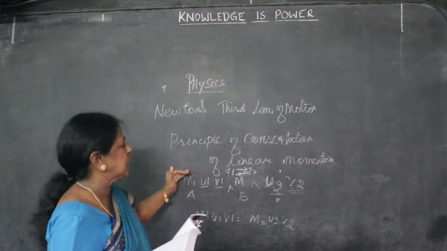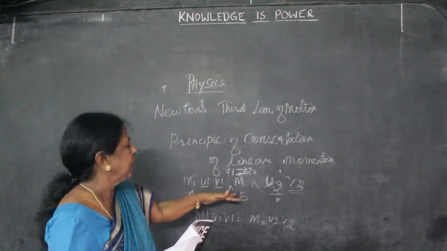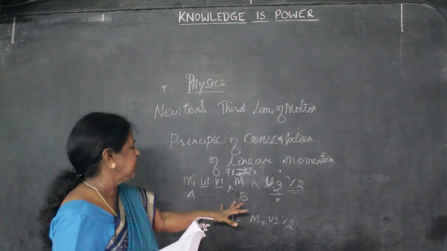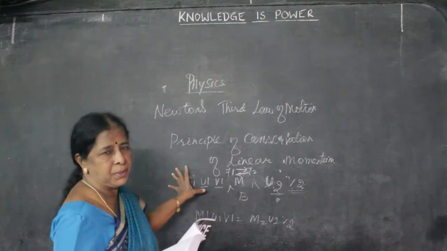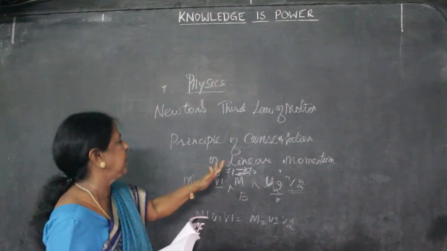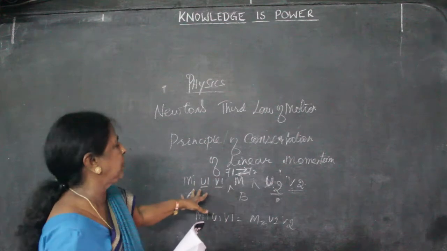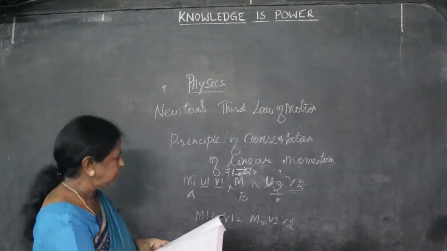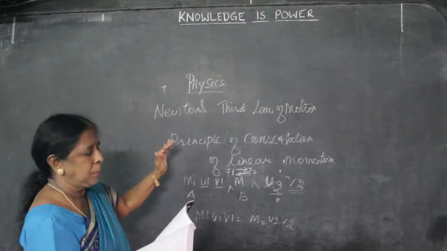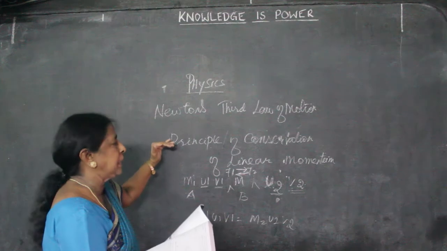That is, the forces act in the same direction. They collide with each other and the momentum will be conserved. This is known as the principle of conservation of linear momentum. Linear means straight line, I said already. Based on this principle, the rocket is propelled in space.